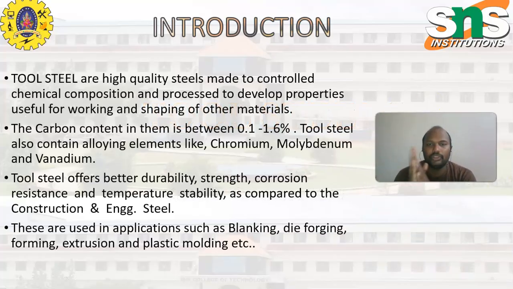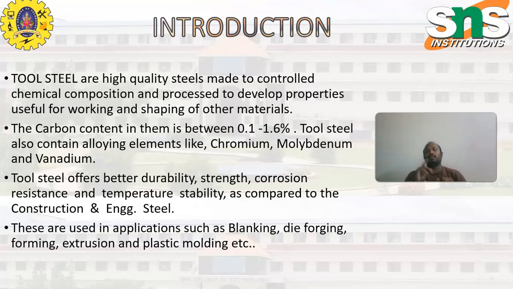So here the tool steel, apart from the other steels, is developed in a very particular way, where the ingredients or the chemicals, which are alloys, are added in a controlled manner in order to develop the mechanical properties like durability, strength, corrosion resistance, temperature stability, and even shock resistance as well. So that when compared to the other steels used in other applications, this tool steel will have higher or good mechanical properties. Here the carbon content ranges from 0.1 to 1.6%.